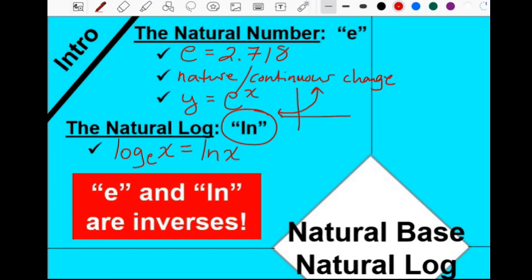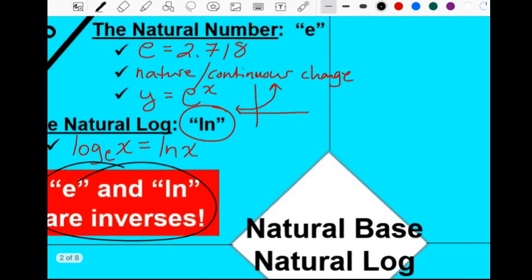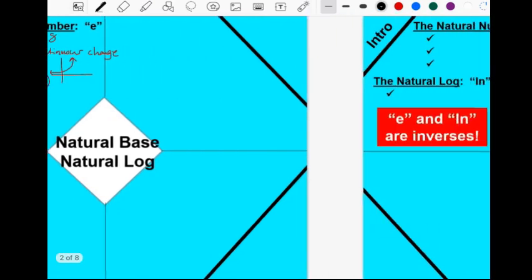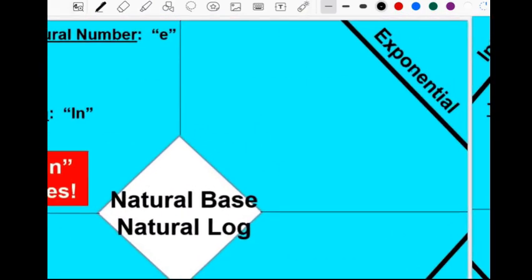Now here's the thing, ln is still a log, and so everything that logs do, an ln does, which you're going to find out in this short lesson is what we've already been talking about. E and ln are inverses. That's going to be basically the main idea that you're going to need to know moving forward, that E and ln are inverses. And we can use that idea to help us solve equations. So now we're going to move into solving an exponential equation.